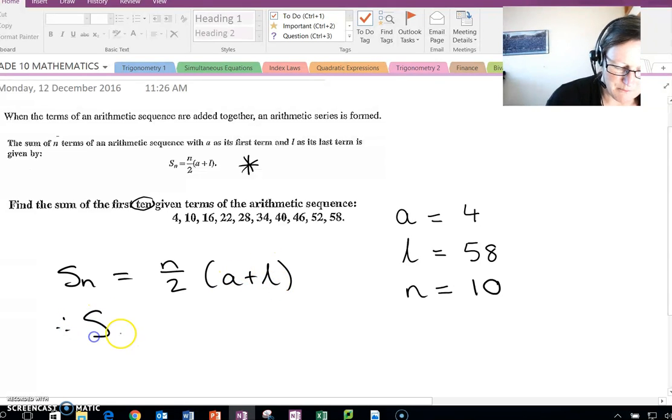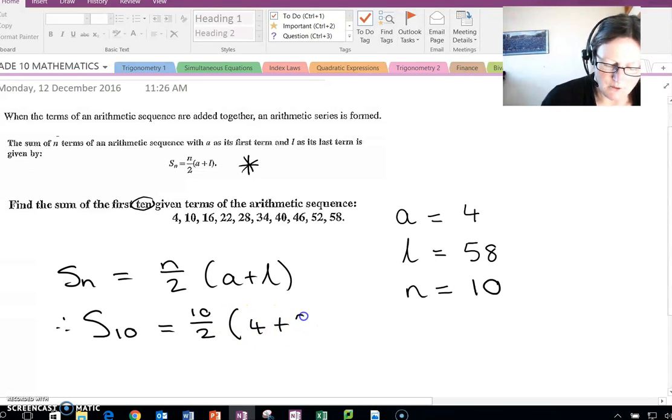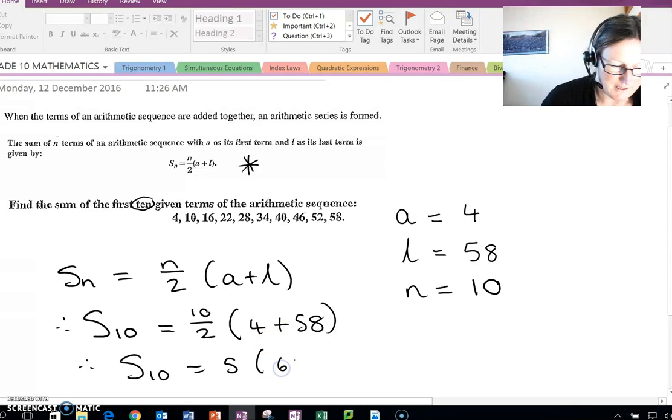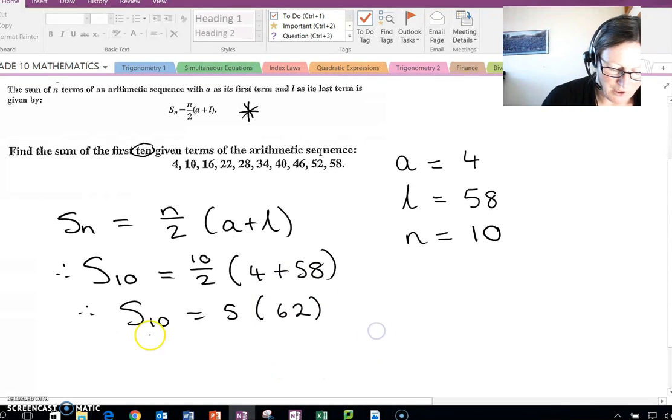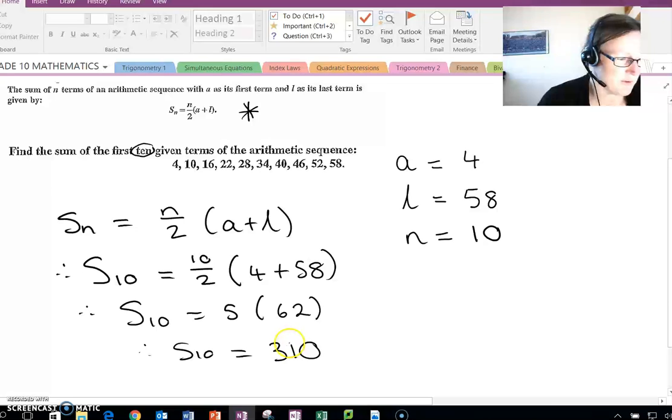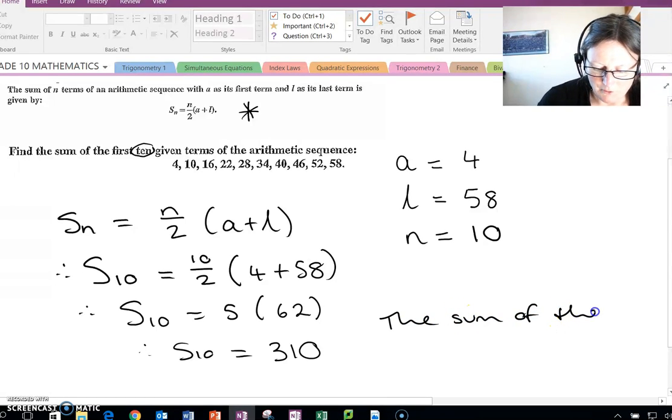So it wants to know what the sum of the first 10 terms is, so N is 10. So 10 over 2, and in brackets A, which is 4, plus L, which is 58. So the sum of the first 10 terms: 10 divided by 2 is 5, 4 plus 58 is 62, and 5 times 62 gives us 310. So the sum of the first 10 terms is 310. We can write that, the sum of the first 10 terms is 310.